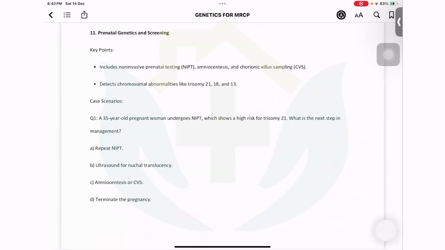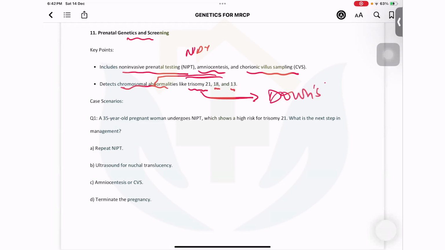Now coming to something which is very important for MRCP: prenatal genetic testing and screening. It involves non-invasive prenatal testing, which is known as NIPT. There are guidelines for it. Also amniocentesis and chorionic villus sampling. Why is it important? We need to detect chromosomal abnormalities like trisomy 21, 18, and 13. What is trisomy 21? Down syndrome. It is very important that Down syndrome is properly diagnosed in time.